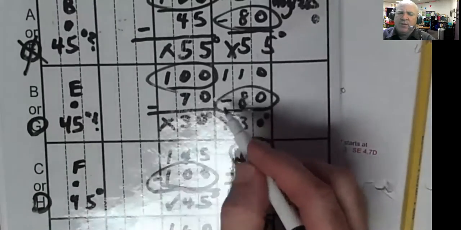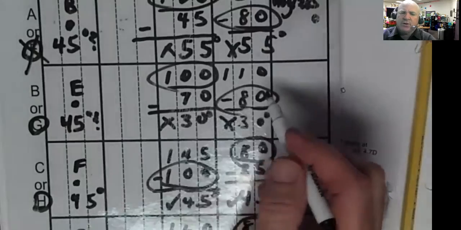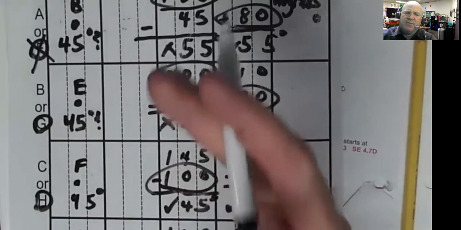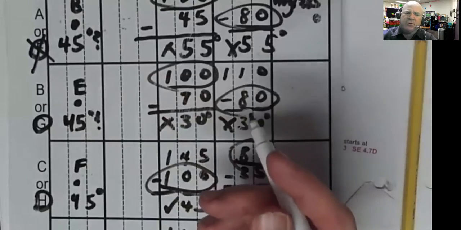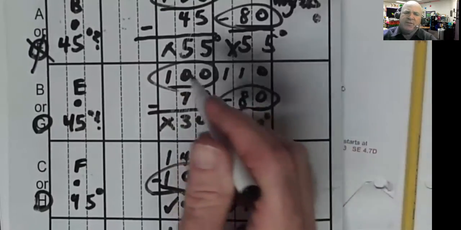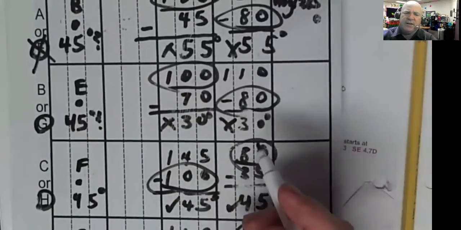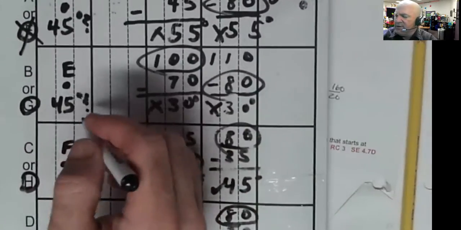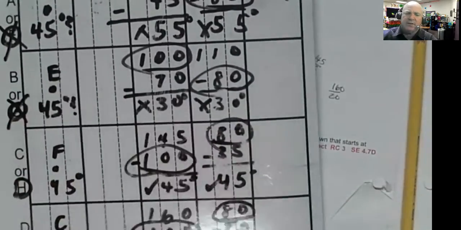So this is the way of double checking to make sure that you don't make a mistake when you're subtracting. Check the top and the bottom numbers of the protractor compared to your given number, in this case, the 100 and the 80 degrees. Since 30 degrees is not the same as 45, we're also going to eliminate letter G.